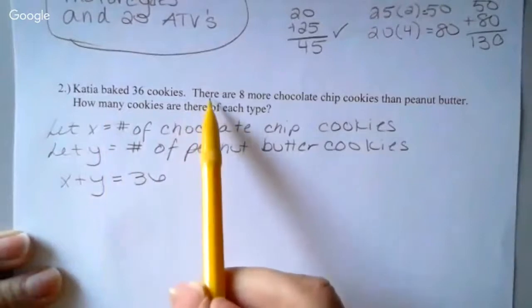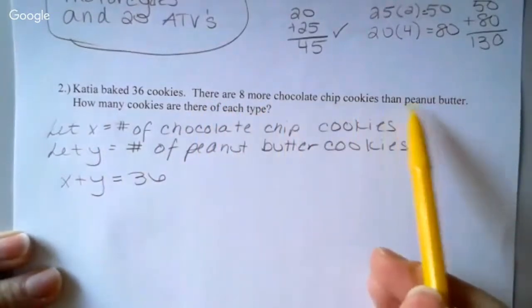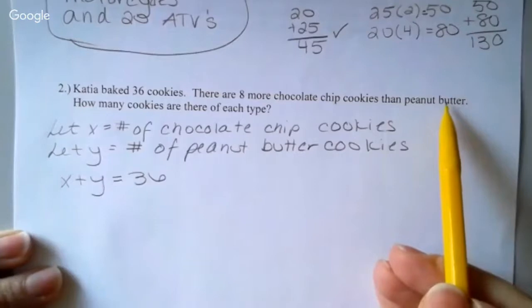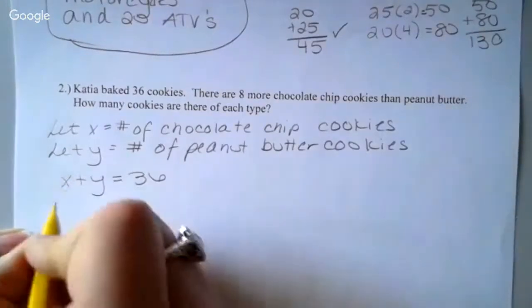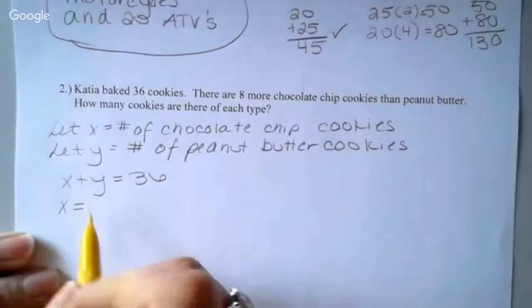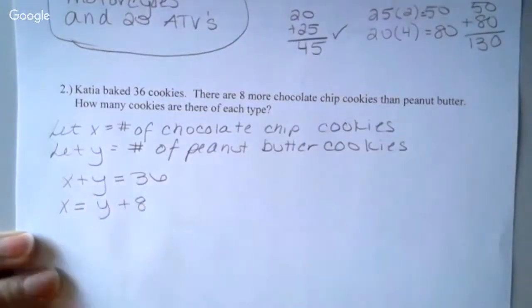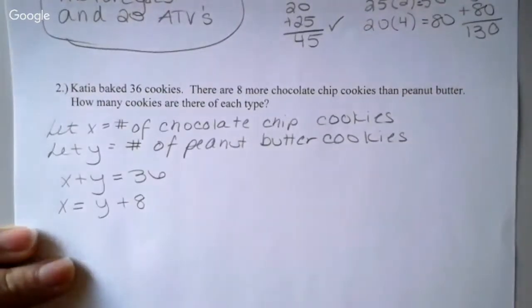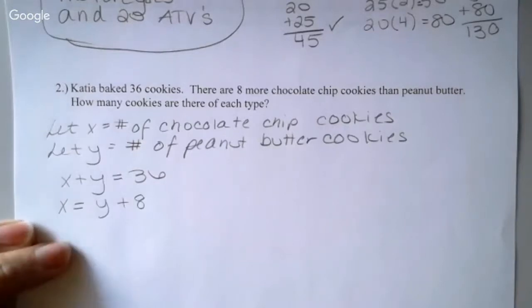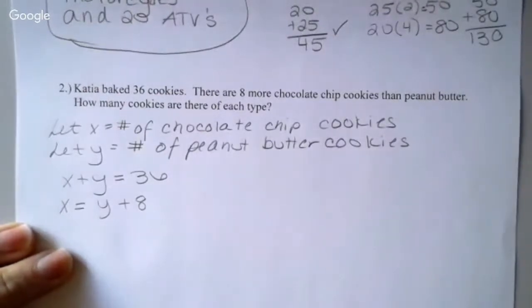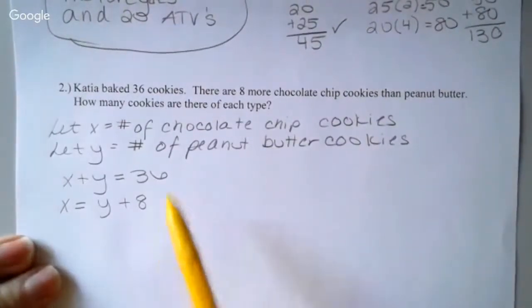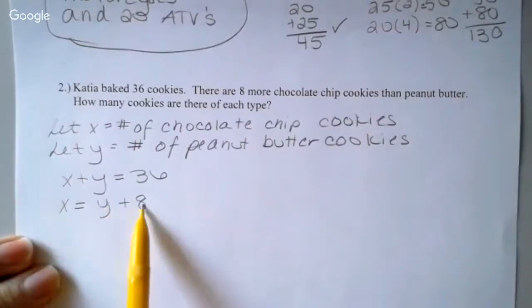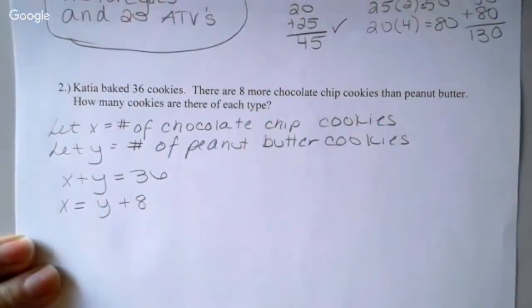The next one we have is that there's 8 more chocolate chip cookies than peanut butter. So my chocolate chip cookies are equal to the peanut butter ones plus 8. Now that's how I'm looking at it. You could have Y equals X plus 8, or negative X plus 8, sorry. Maybe you have X minus 8 equals Y. Okay, there's variations there. But the way I'm looking at it is my chocolate chip are my peanut butter plus 8 because there's 8 more chocolate chip than peanut butter.